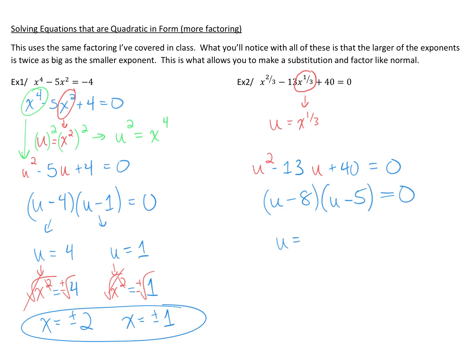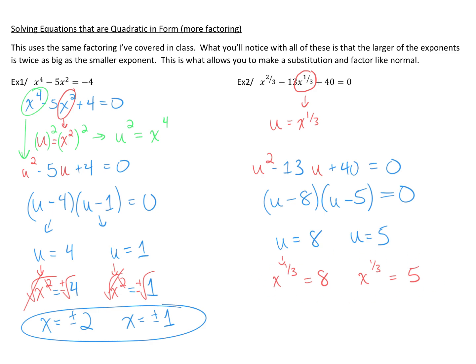which gives you u equals 8 and u equals 5 when you solve for u. But again, way back at the beginning, we started with x's, so we need to end with x's. So we just make that back substitution, replace u with x to the 1/3 power equaling 8, and x to the 1/3 power equaling 5. Now really, these equations that you see here at the end are just cube root equations in disguise.